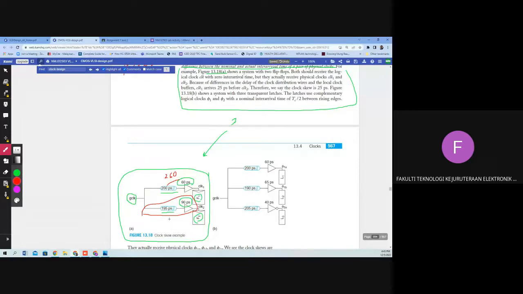Because it's 280 plus 85, 285. So clearly you can see the delay here is longer than the first path. That's what I mentioned here: both should receive the logical clock with 0 inter-arrival time. So you explore this first. I give you another time to explore before we continue.